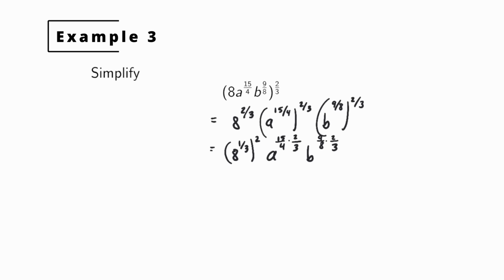All right. 8 to the 1/3 power, right? That's just 2, because 8 is 2 cubed. So 2 cubed to the 1/3 will cancel out, giving us 2. So we get 2 squared.